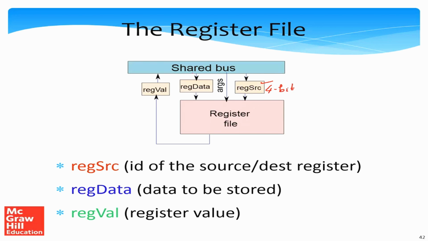Then we have reg data, which means that if we want to write to a register, then the value of reg data will come from the shared bus. It will be saved in the reg data micro register, and from there it will go to the register file. The args, or the arguments, basically specify whether we want to read a register or write to an actual register. So mind you, the register file here is exactly the same as the previous processor, right?